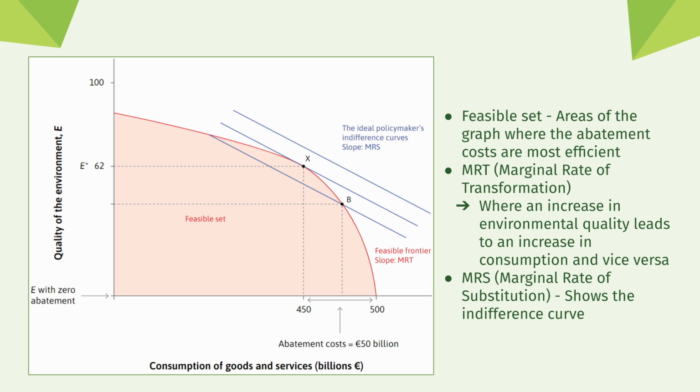In this graph, the relationship between the quality of the environment and the consumption of goods and services is shown, where one has to be sacrificed for the other to be better. The feasible set is the areas where one part can be sacrificed to an efficient enough extent. The MRT, or marginal rate of transformation, shows how an increase in environmental quality would lead to an increase in consumption, and vice versa. The MRS, or marginal rate of substitution, shows the indifference curve.